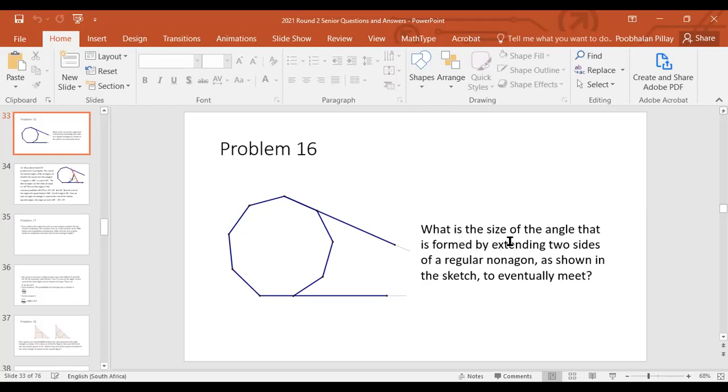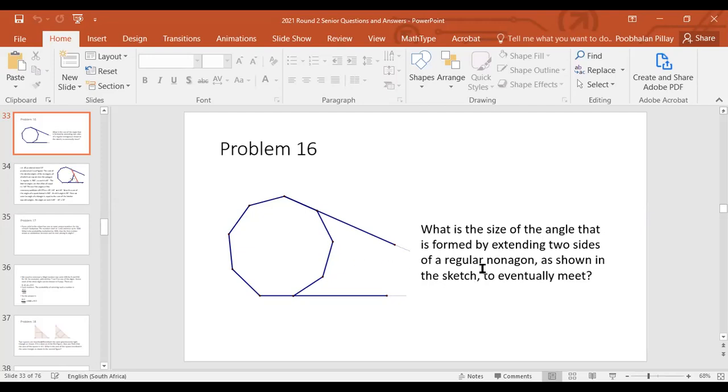We go to problem number 16. It looks like a geometry problem. So what is the size of the angle that is formed by extending 2 sides of a regular nonagon? Oh, this is a nonagon. Yeah, we hardly come across nonagons. Pentagon, septagon, hexagon, and so on. Nonagon is a 9-sided figure.